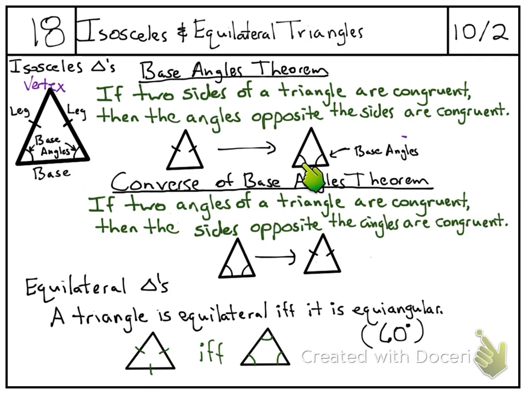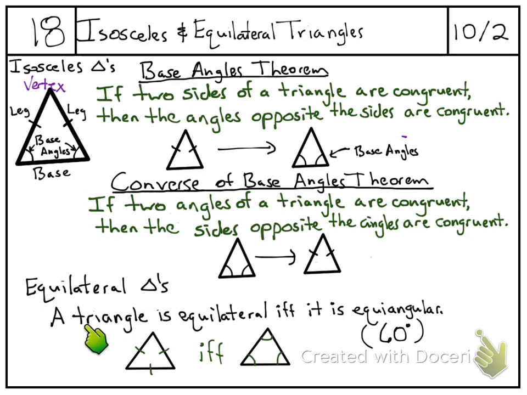The converse of this base angles theorem is if two angles are congruent, then the sides opposite the angles are congruent. So sides gives us angles, angles gives us sides. So they work together. And that's really what we're going to look at for solving for different side lengths and angle values as we go through.